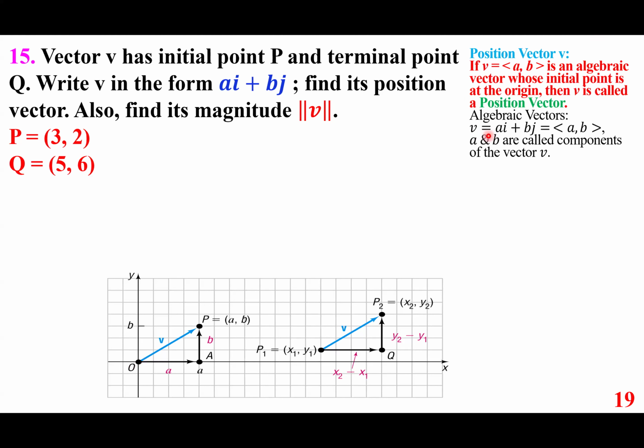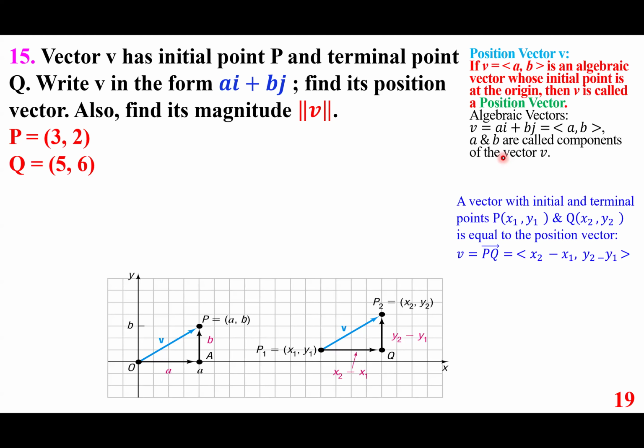Algebraic vectors, there are two ways to write them: v equals ai plus bj, or just put them in vector format (a, b). a and b are called components of the vector v. A vector with initial point (x sub 1, y sub 1) and terminal point Q (x sub 2, y sub 2) is equal to the position vector (x sub 2 minus x sub 1, y sub 2 minus y sub 1). So with that being the case, let's do it here.